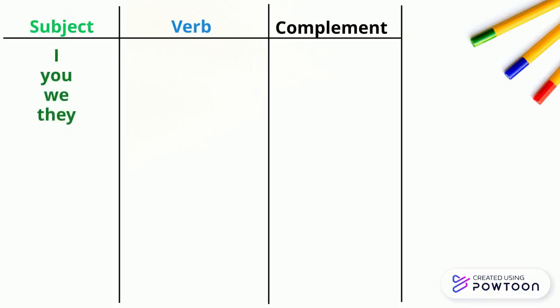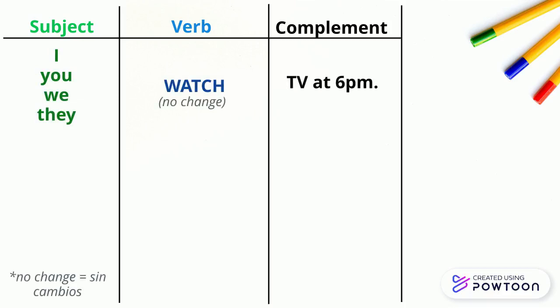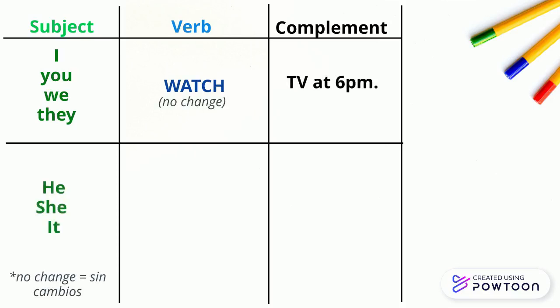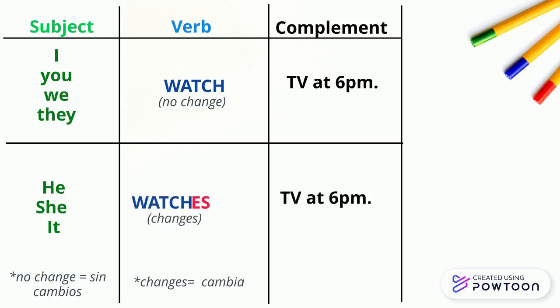So remember, for a sentence, we need subject, verb, and complement. If the subject is I, you, we, or they, the verb doesn't change. For example, I watch, you watch, we watch, they watch TV at 6 p.m. No change. But if the subject is he, she, or it, the verb changes. For example, he watches, she watches, it watches TV at 6 p.m.